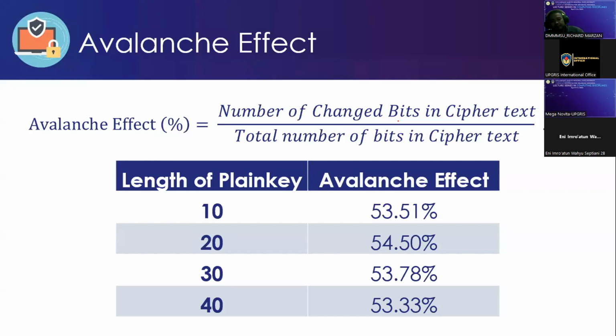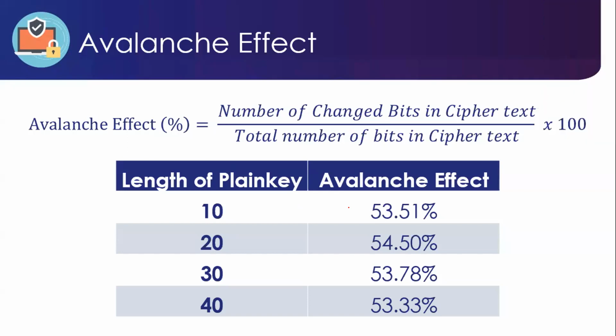Okay, then based from my result, for the length of the plain key, if we use 10, 20, 30, 40, if it is 10, the avalanche effect is 53.5%, for 20 it is 54.50%, for 30 it is 53.78%, and if it is 40 length of the key, it is 53.33%. So it is above 50, which means it is secured based from the study of the avalanche effect.